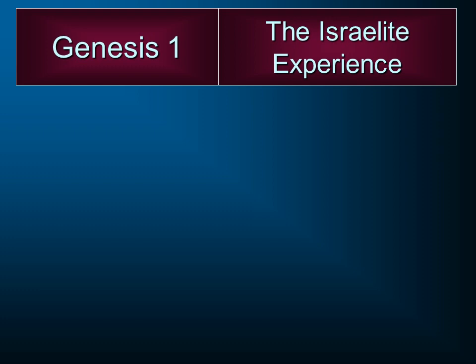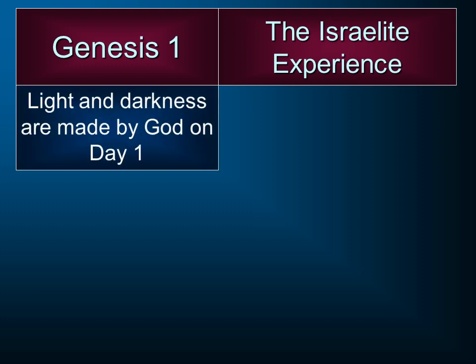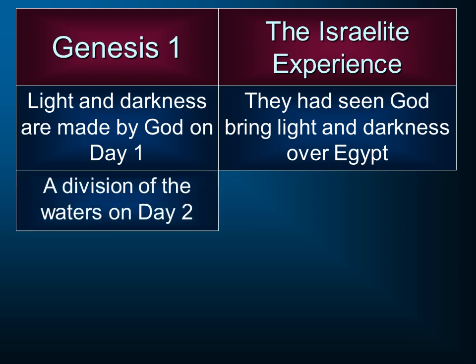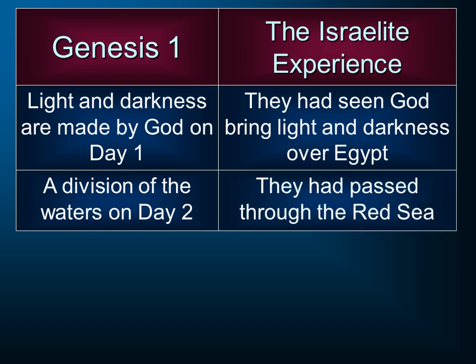One last thing that I want to note is Genesis chapter 1. As we read this, we ought to pause and read it, taking the Israelite experience as they were reading it for the first time. In Genesis 1, we have light and darkness that are made by God on day 1. Meanwhile, the Israelites had seen God bring light and darkness over Egypt. That had been one of the plagues. In Genesis chapter 1, there's a division of the waters on day 2. They had seen the water divided. They had passed through the Red Sea.